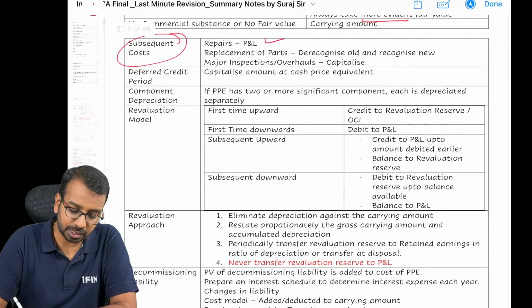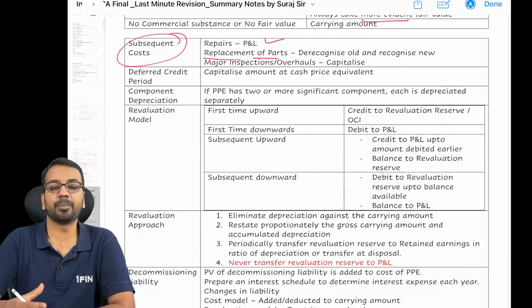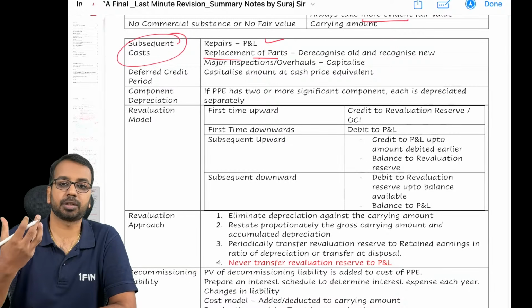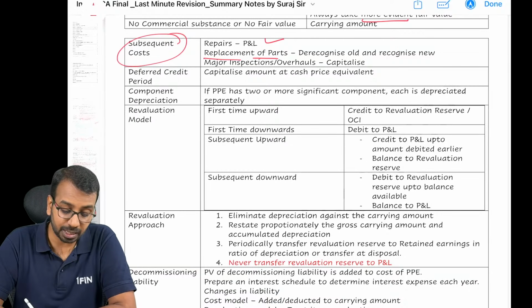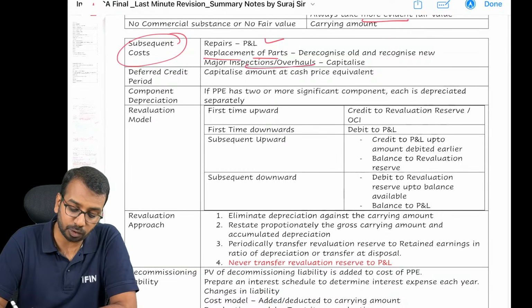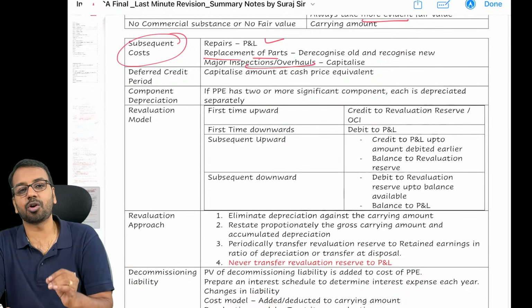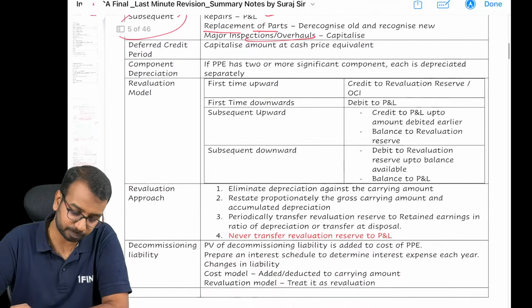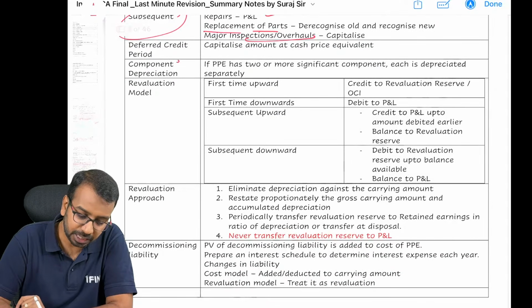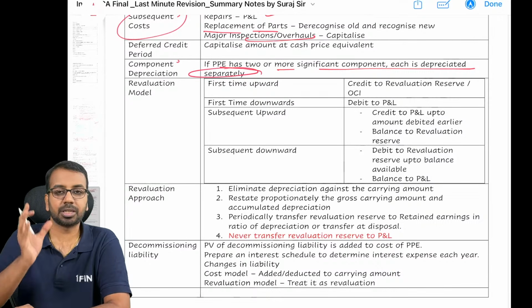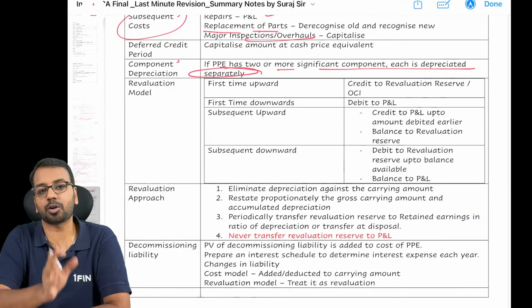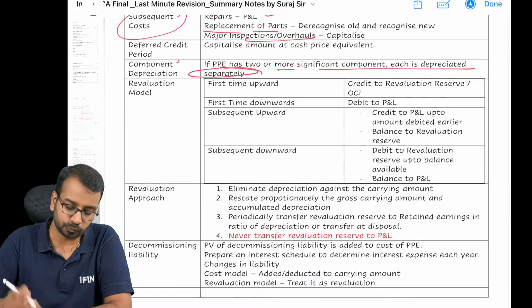Subsequent costs are always charged to P&L. If there is replacement of major part, for example, replacement of chairs of an aircraft, or if there are major inspection and overhauling cost, then existing component we will de-recognize, new component we will recognize. If the PPE has two or more significant components, we will follow the component depreciation, that is depreciate each of the components separately over the useful life.